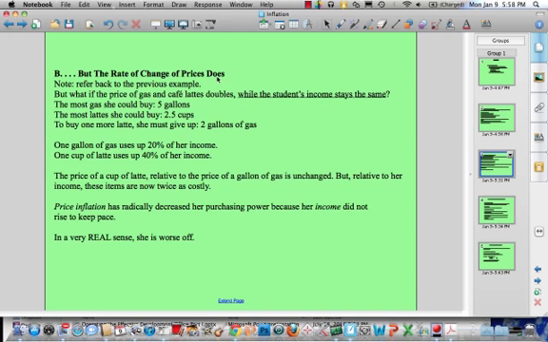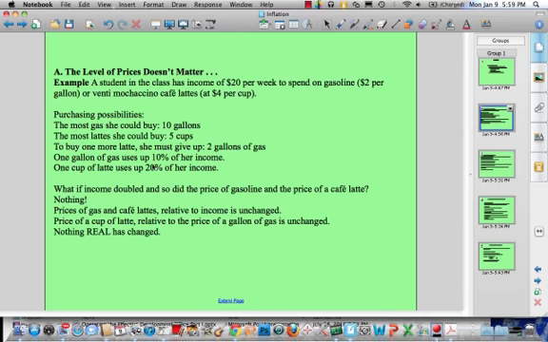So go back to the previous example. What happens if the price of gas and lattes doubles while the student's income stays the same? Well, now the most gas she can buy is 5 gallons. The most lattes she can buy is 2.5 cups, rather than 10 gallons and 5 cups respectively. The opportunity cost is still the same, but gas and latte are using 20 and 40% of her income respectively rather than 10 and 20%.